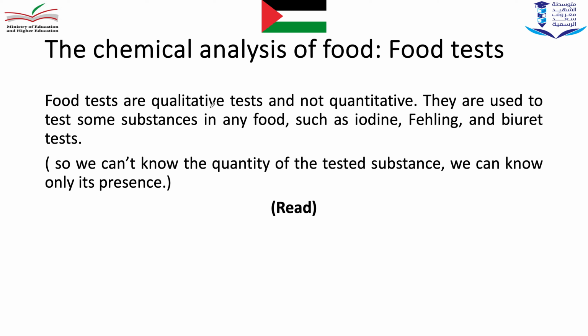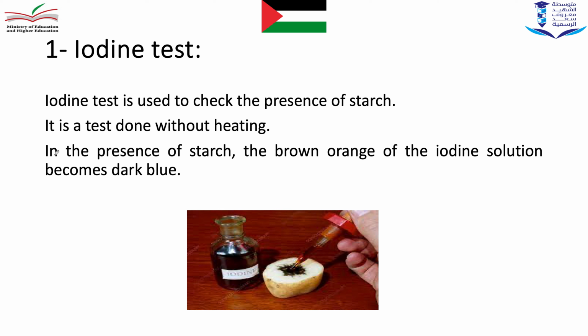Food tests are qualitative tests and not quantitative, so we can determine the quality. We can determine if the starch is present or not. We can determine if the protein is present or not. We can determine if the lipids are present or not, but we cannot determine the quantity. We cannot determine the quantity of starch or proteins in your food. They are used to test some substances in any food, such as the iodine test, the Fehling test, and the Biuret test.